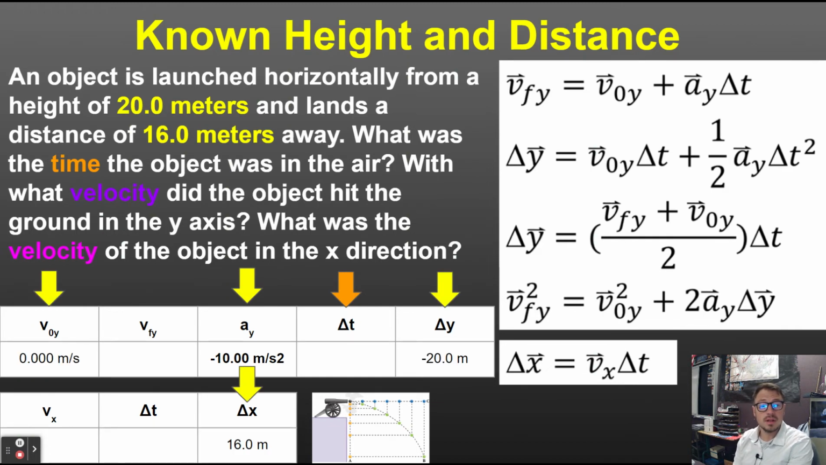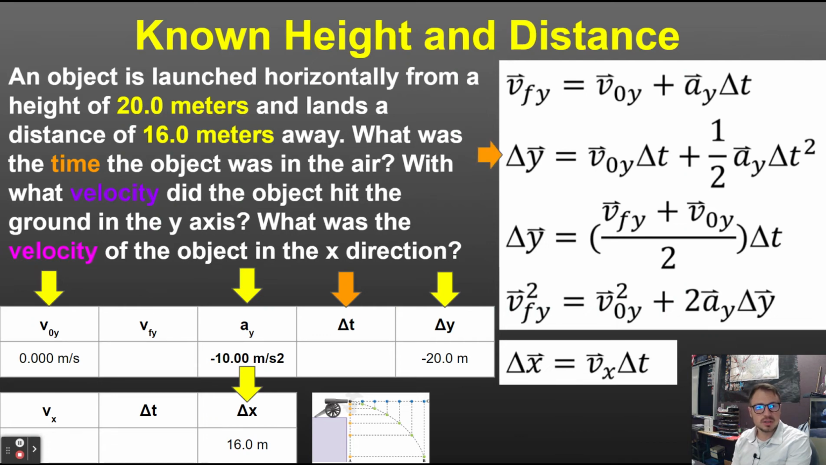Now be careful because the displacement is going to be negative. It falls from a height of 20 meters. Remember, it's going down 20 meters below where it started. The displacement is going to be negative. The initial velocity in the y direction is going to be 0 because it's just a drop projectile.